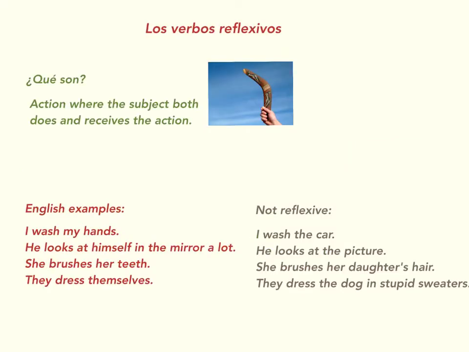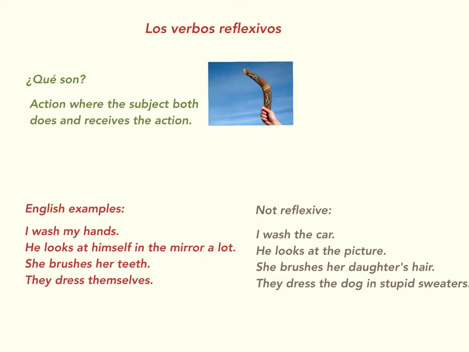Now, these types of verbs do exist in English as well. We just don't often seem to think of them as being done to ourselves. Right? But if we think of it this way, I wash my hands. I'm doing the action, and I'm receiving the action of washing myself in this case. He looks at himself in the mirror a lot. He's looking and doing it to himself. She brushes her teeth. She's doing the brushing and done to her teeth. And they dress themselves.